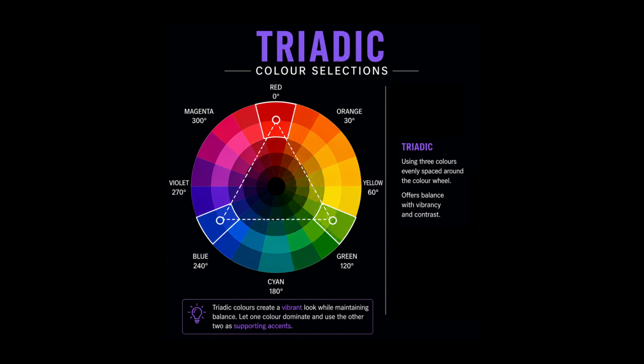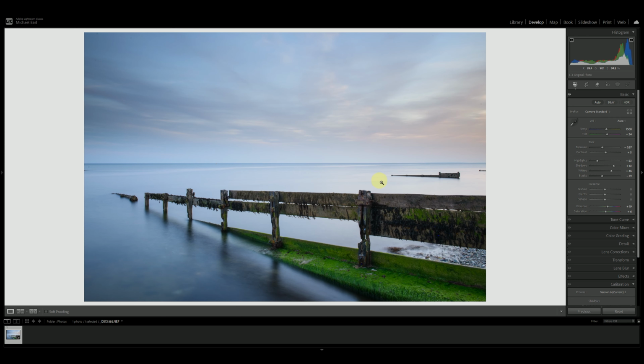The next approach is triadic color harmony. A triadic color scheme uses 3 colors spaced evenly around the color wheel. This often creates a vibrant and balanced palette. The challenge with triadic color schemes is maintaining control. Usually one color needs to dominate while the others support it, otherwise it can become visually quite chaotic.